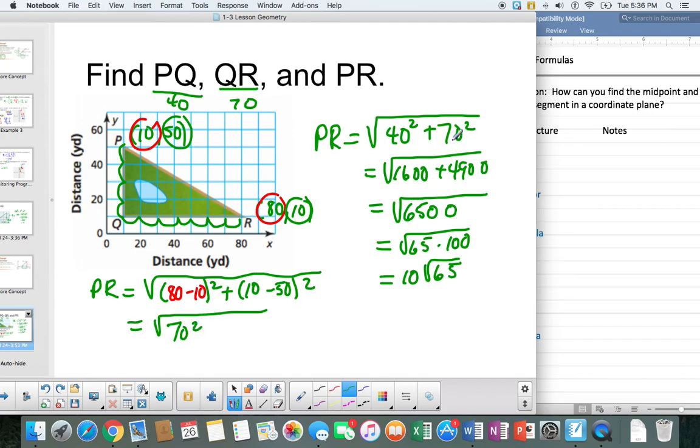Notice how that matches with the 70 I have up there. And this is going to be negative 40, but when you square negative 40, the answer is going to be positive. So I'll write negative 40 squared, but I know that when I square it, I will still get the same answers I did over here. I'll get 4,900 plus 1,600, and that will simplify to 10 root 65.